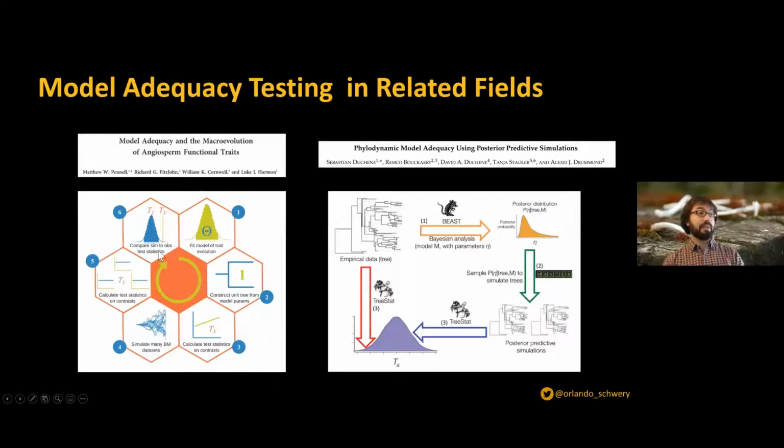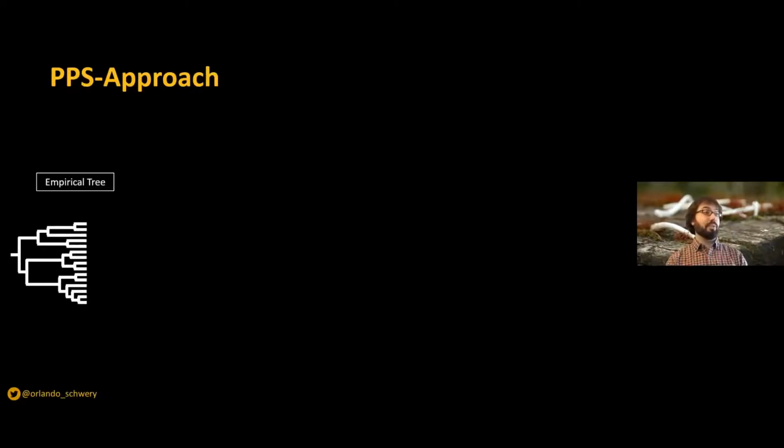There have also been approaches to test adequacy in trait evolution models, as well as in phylogenetic models, again, to make trees. And what is often used here is a posterior predictive simulation approach. And I'm going to show on my own example how that is going to work.